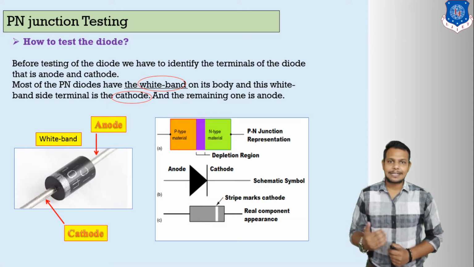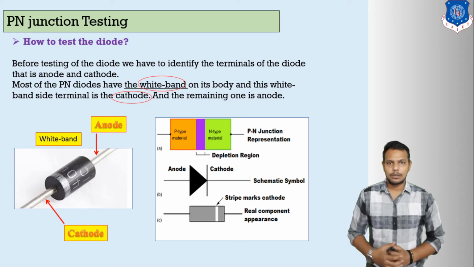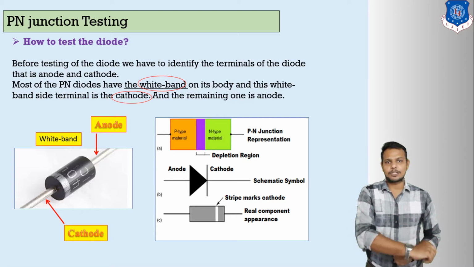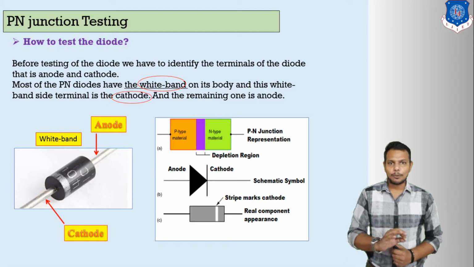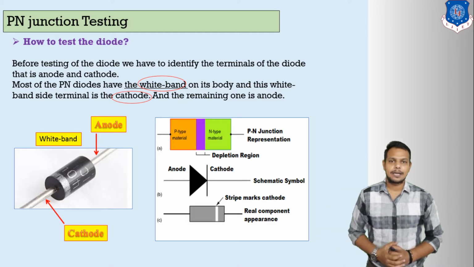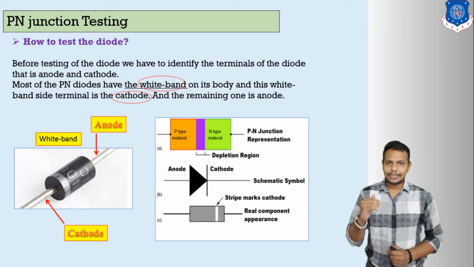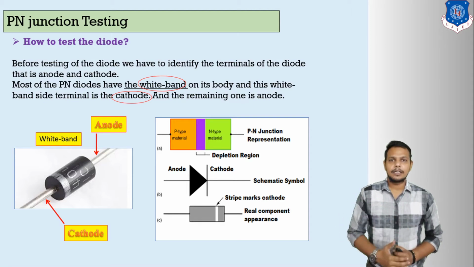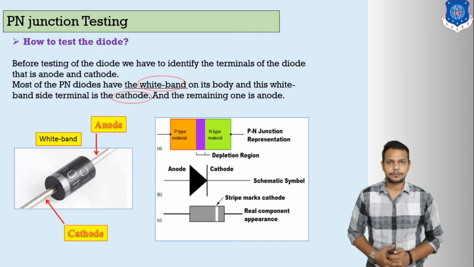Below, in figure C, we can see the body of an actual PN junction diode, where the white strip indicates that the terminal near it is the cathode, and the opposite terminal is the anode. So here is the real component appearance of the PN junction diode. This is the basic thing, and we should know about the anode and cathode terminals. After that, we can measure with the DMM or multimeter.